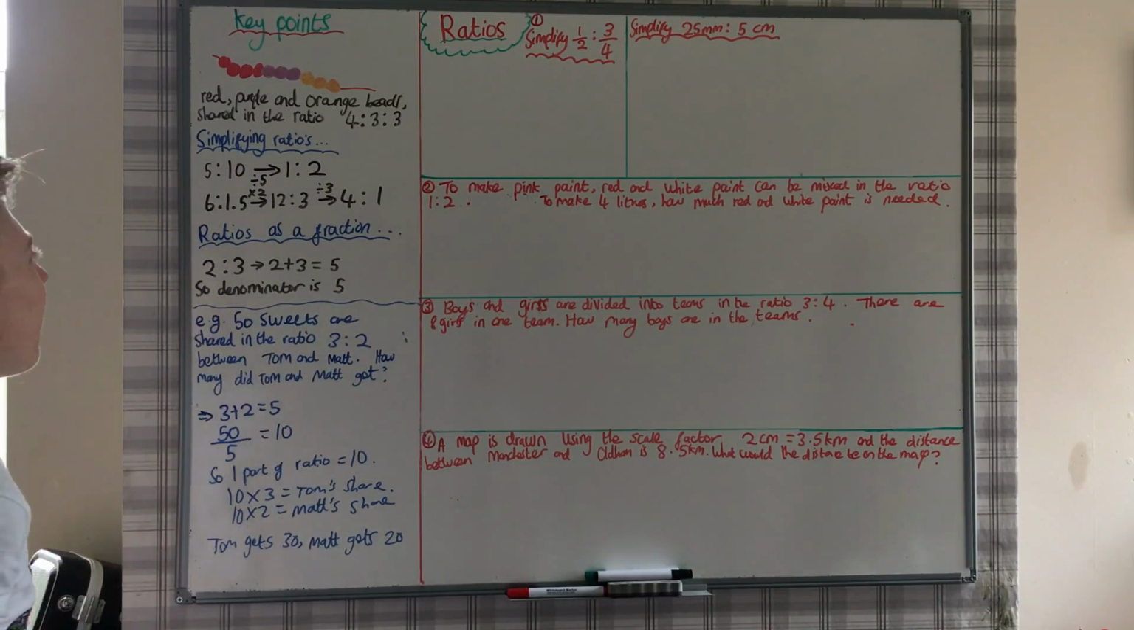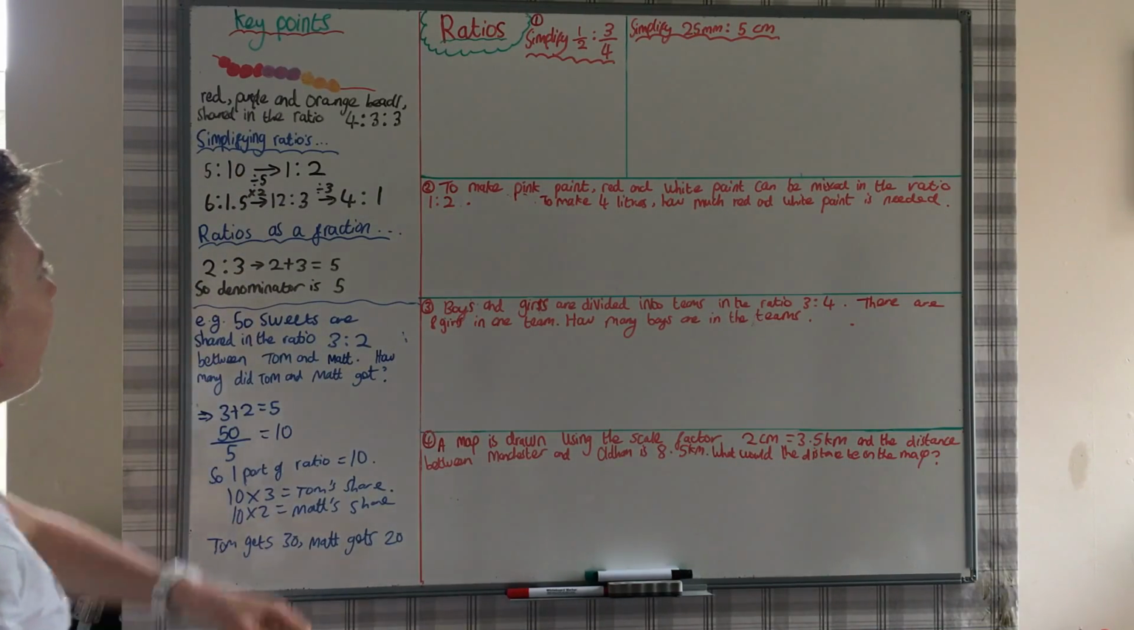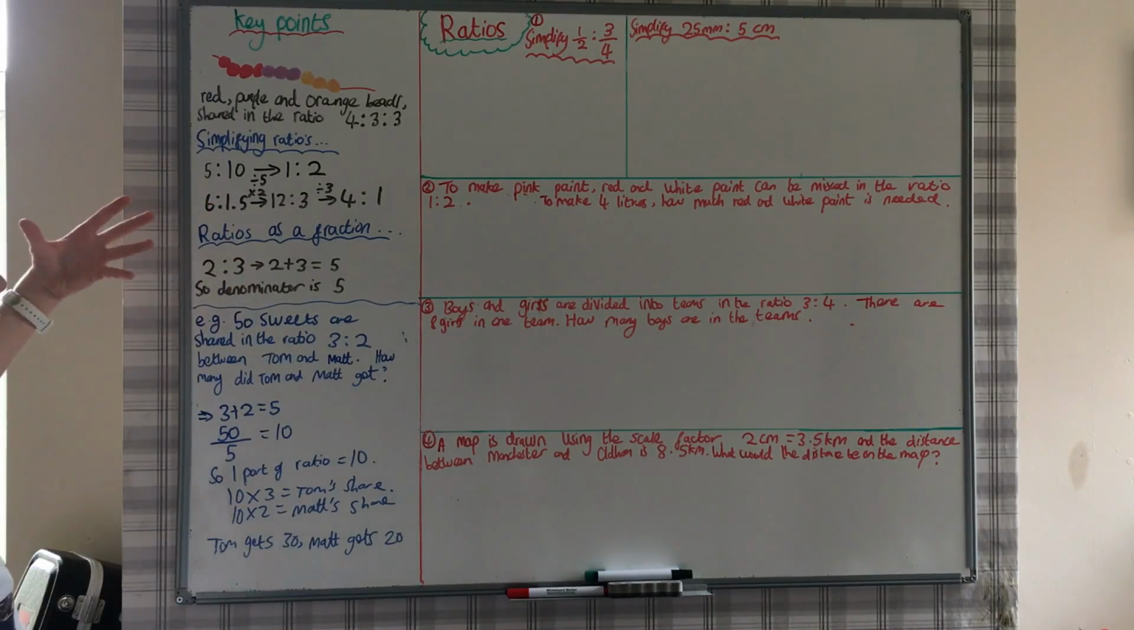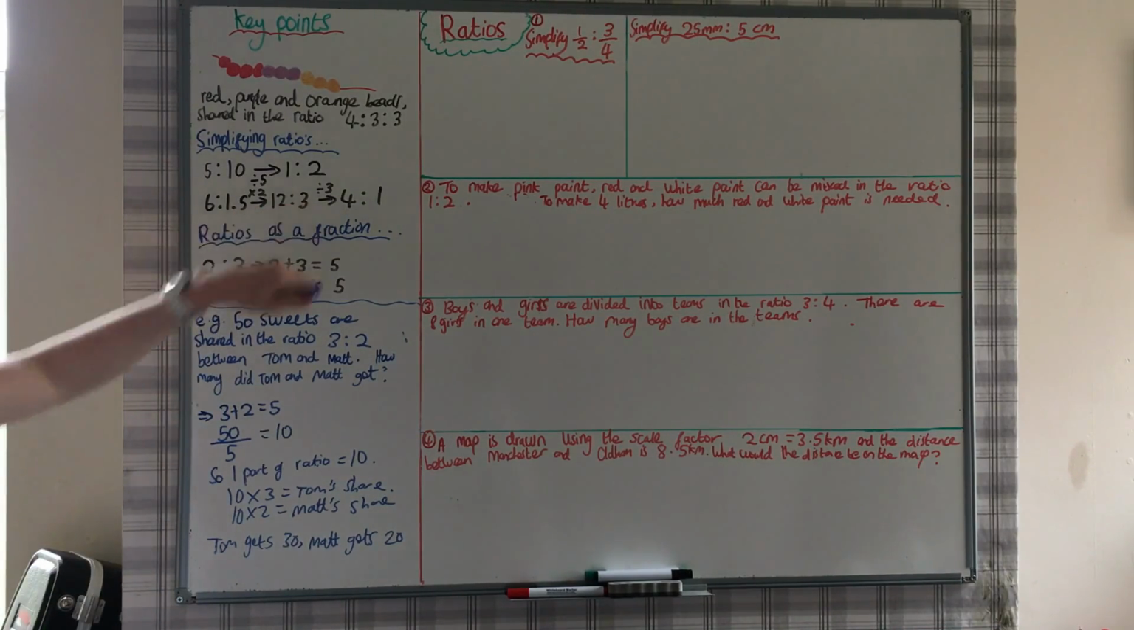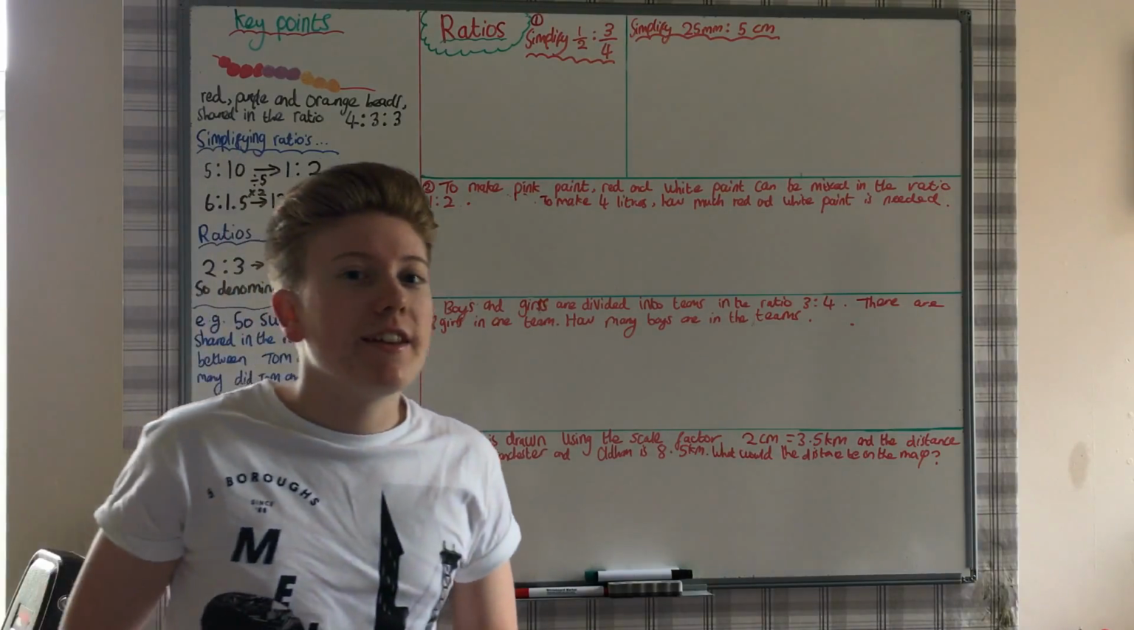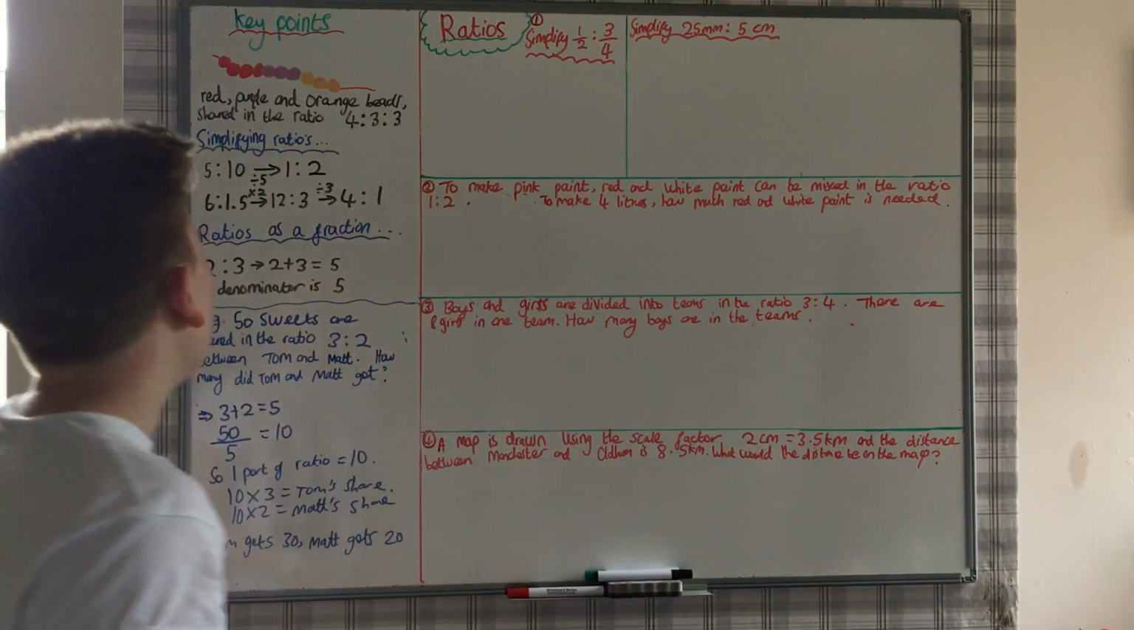The second ratio, 6 to 1.5, well, to get rid of the decimal, we then multiply both sides by 2, giving us 12 to 3, and then 3 goes into both of them, so we divide both sides by 3 to give us 4 to 1. So here we've had to do numerous operations to get to the simplified ratio.